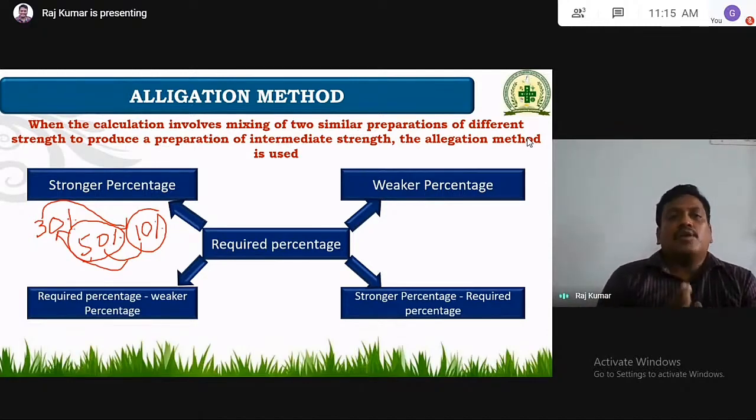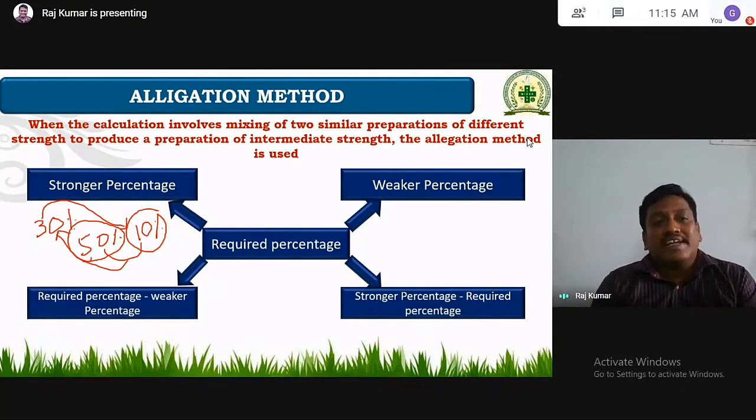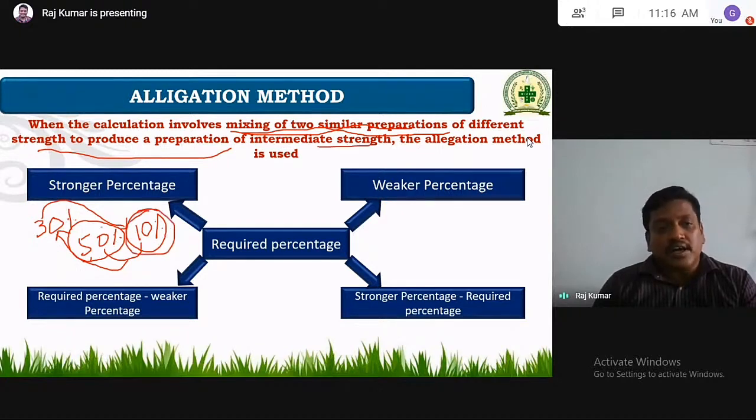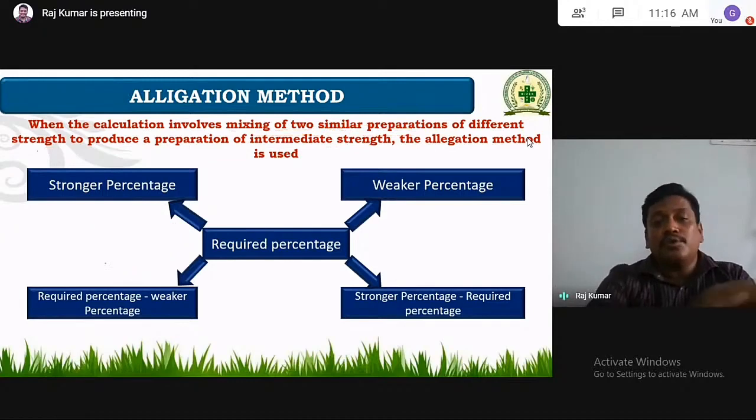So when are you going to use this alligation method? When the calculation involves mixing of two similar preparations of different strengths to produce a preparation of intermediate strength. If you have 10% alcohol and 50% alcohol in the store, but in your experiment you need 30% alcohol, then you can prepare that 30% alcohol by using these two. That is a very important thing you have to remember.